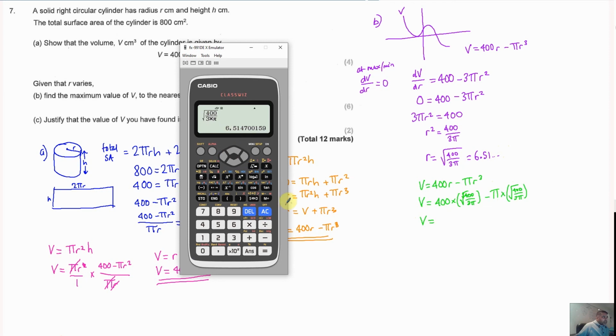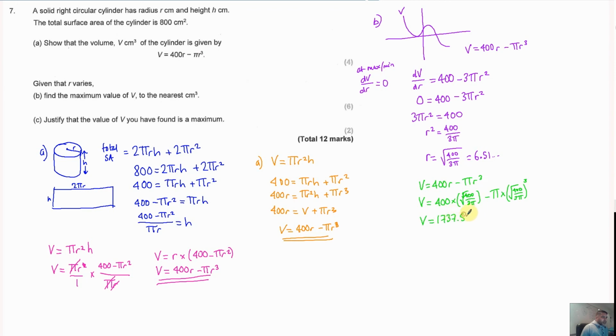Okay, so because I've got that answer stored in my calculator, I can now just press 400 times whatever my answer was, minus pi times answer, and that's cubed, isn't it? So times answer cubed, and that gives me my maximum volume of 1737.253. We can just state, to the nearest centimetre cubed, good thing I reread the question there, that will be 1,737 centimetres cubed.